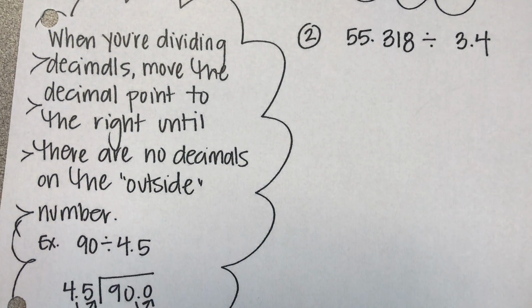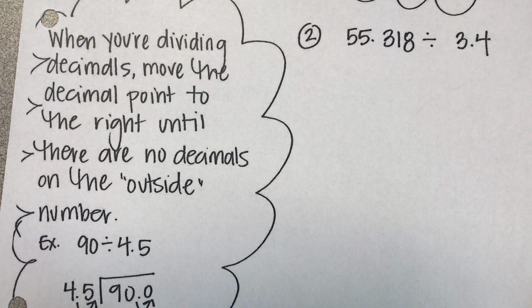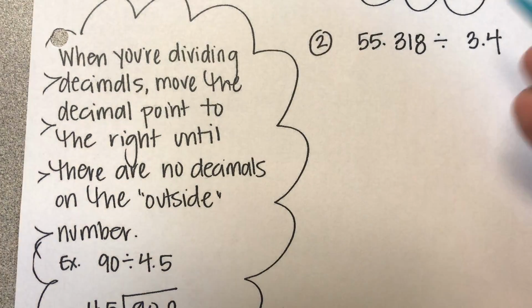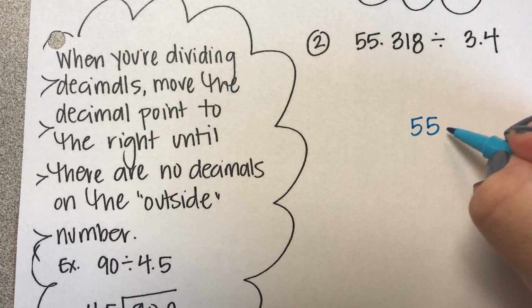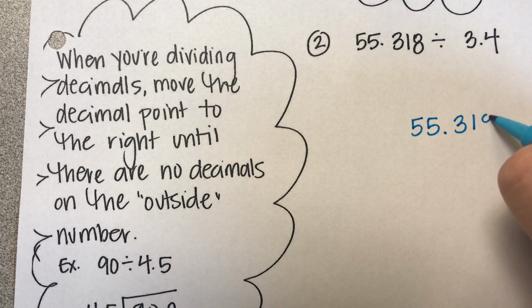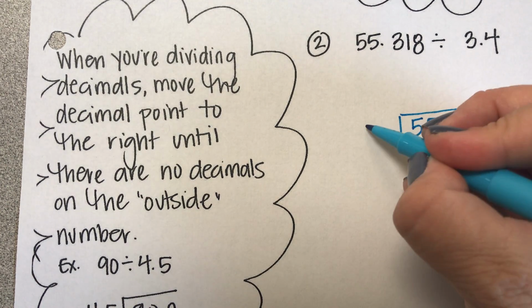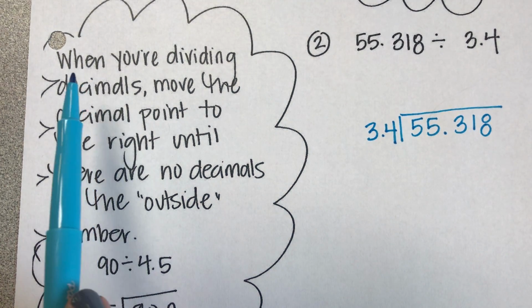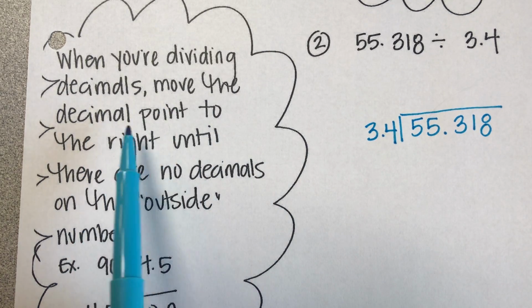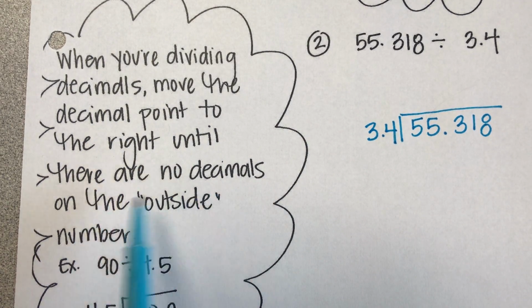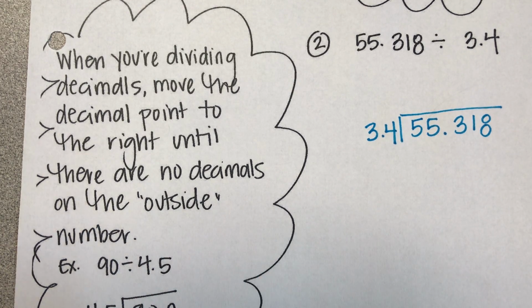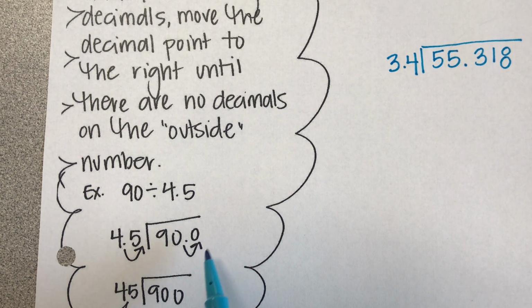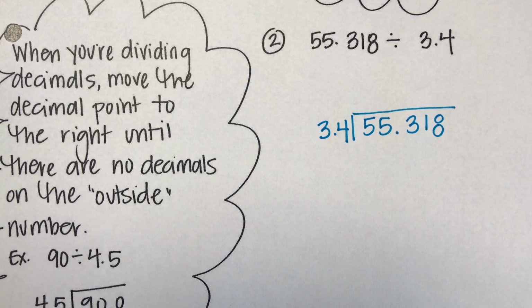Okay, so down here, let me just set this up and then I'll refer back to this. So we have 55.318 being divided by 3.4. Okay, so then what it says over here is that when you're dividing decimals, move the decimal point to the right until there are no decimals on the outside number. Okay, so you can see down here that I didn't want a decimal point, so I moved it, and then you move it to the inside as well. So that's what I'm going to do over here.